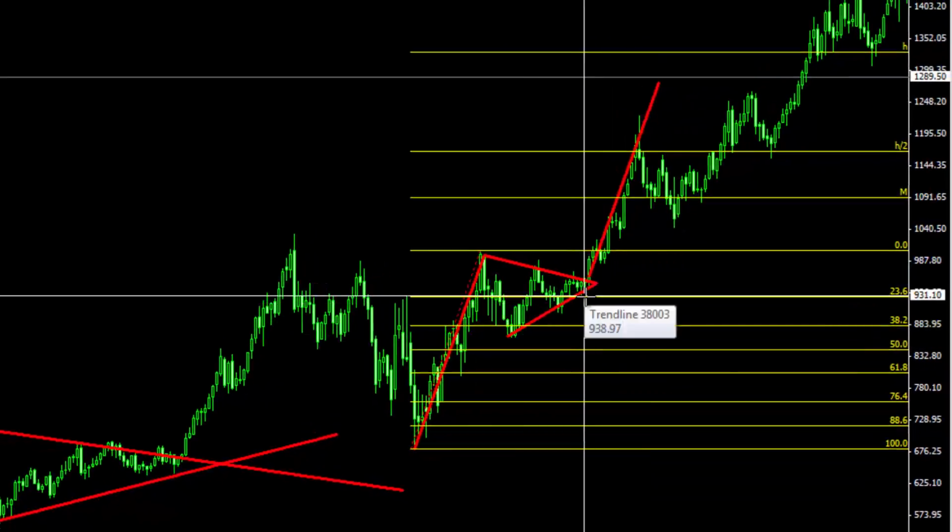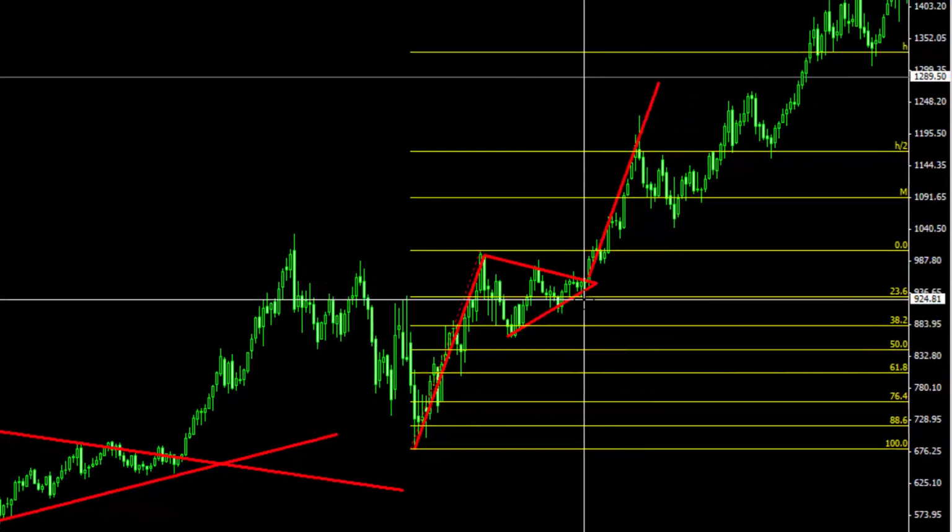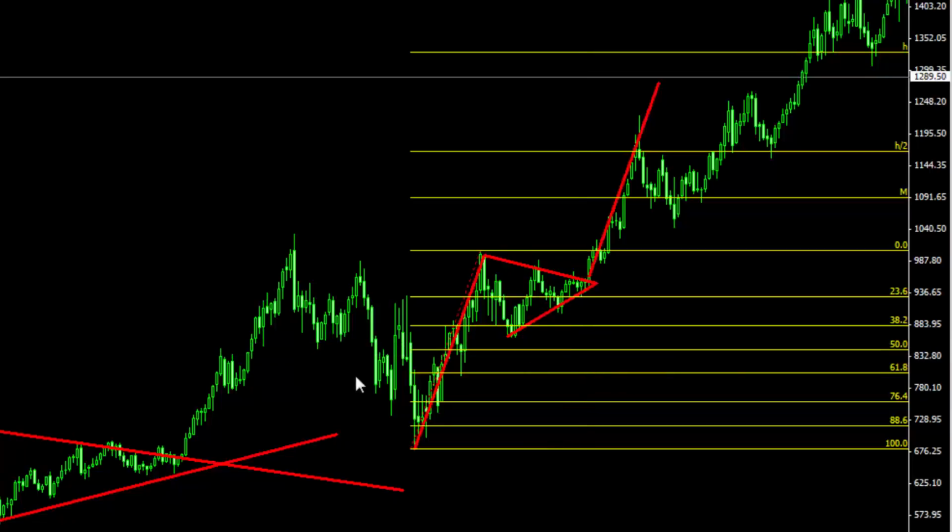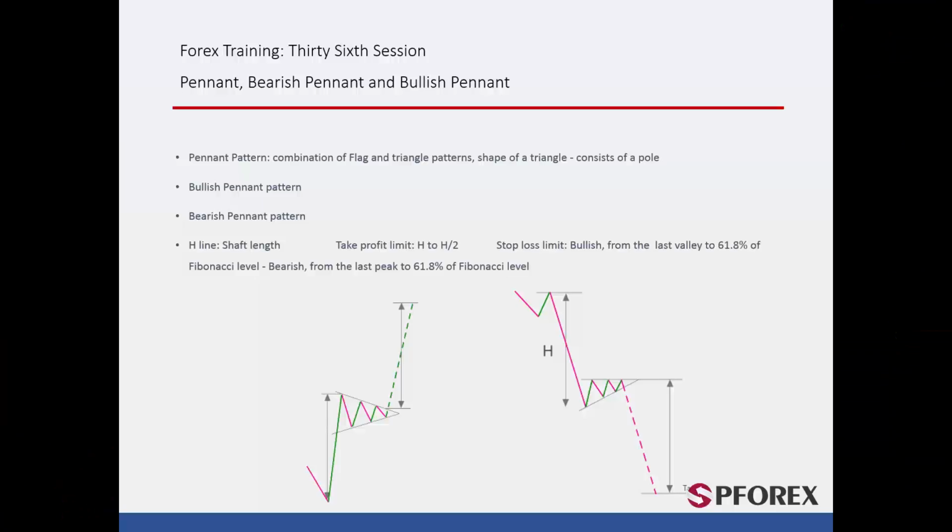For instance, SL price was below the last valley and 61.8% of the Fibonacci level. There is another significant level on 50% of the Fibonacci level that can be used to specify SL price in this example. That concludes this session.